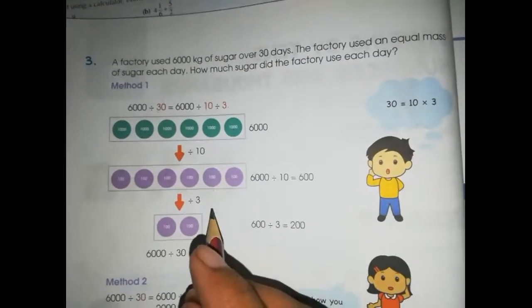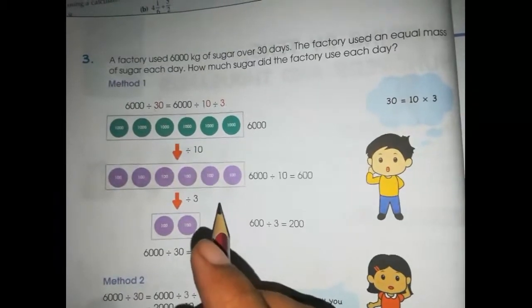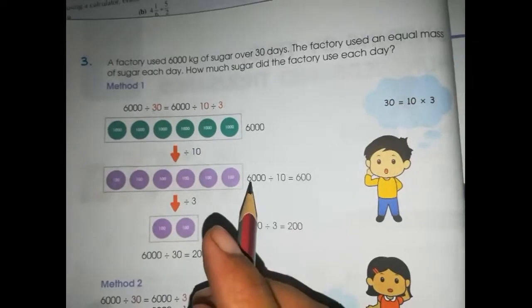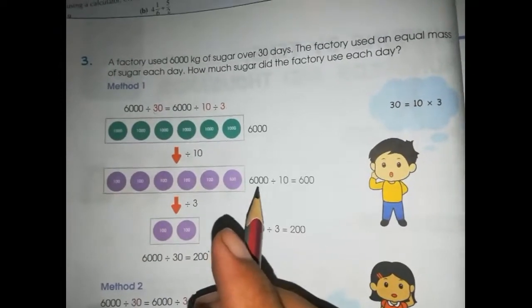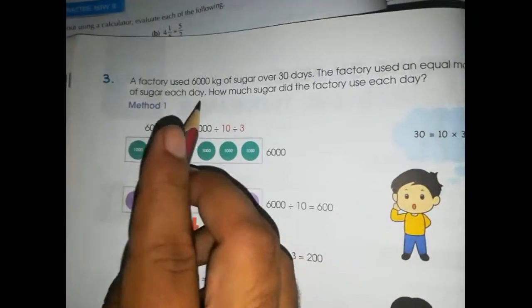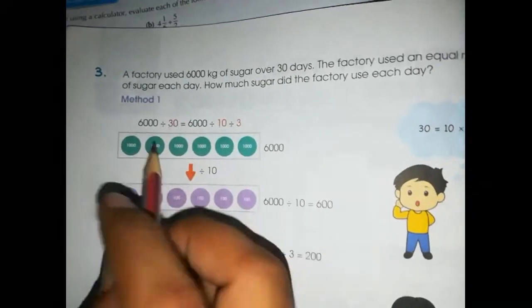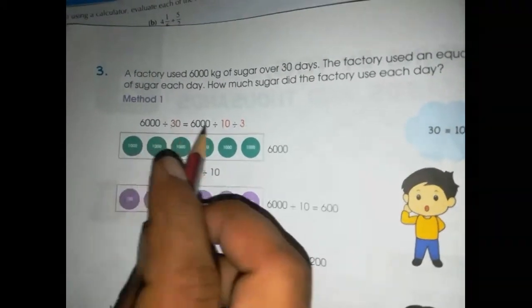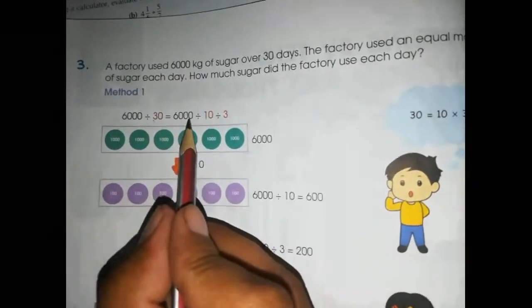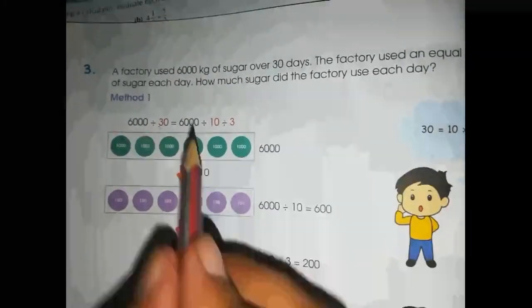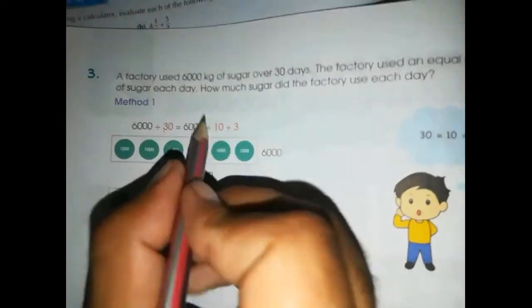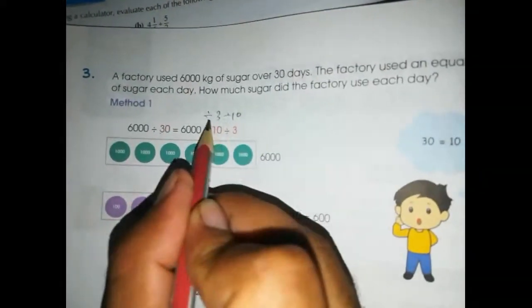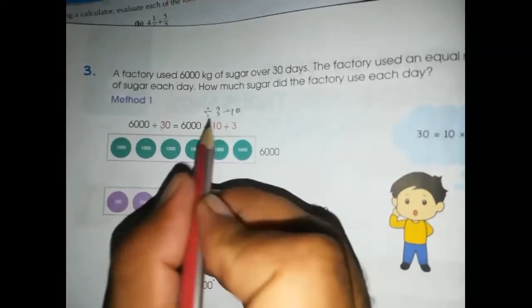Now we solve example number 3: a factory uses 6000 kg of sugar over 30 days. We have to find how much sugar the factory uses each day. That is 6000 divided by 30. We may write 30 as 10 times 3, so 6000 divided by 10 divided by 3, or 6000 divided by 3 divided by 10. We may change the place of 3 and 10.